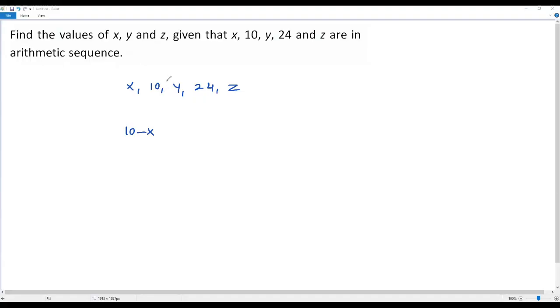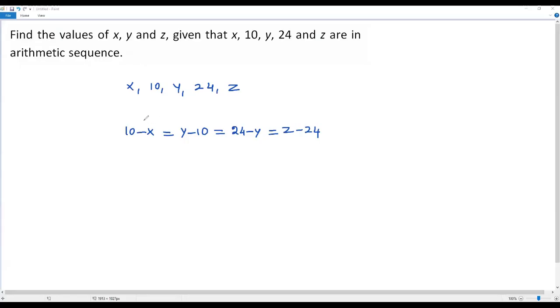In the same way, we can get the difference between the two consecutive terms 10 and y. For that, we subtract the previous term 10 from the next term y. Then I'm getting y minus 10. Now let's get the difference between these two consecutive terms. That is 24 minus y. The difference between these two consecutive terms is z minus 24. And all these differences must be equal because the given terms are in arithmetic sequence.